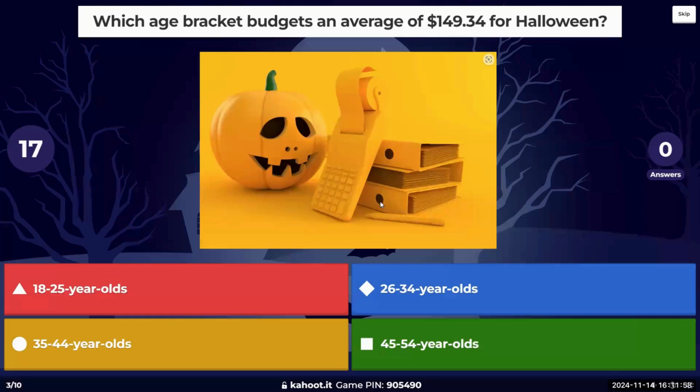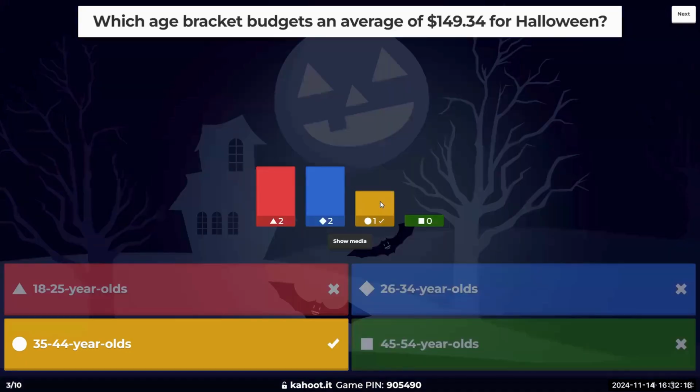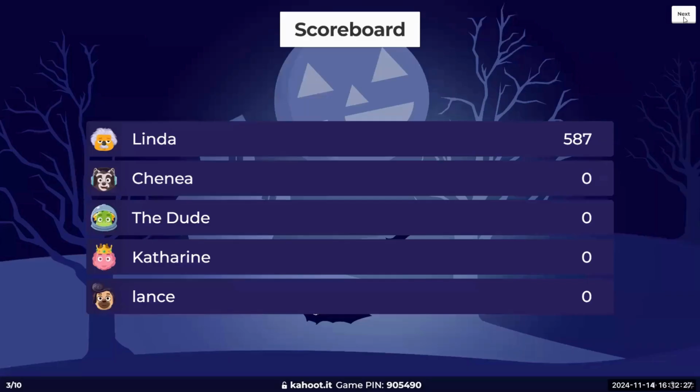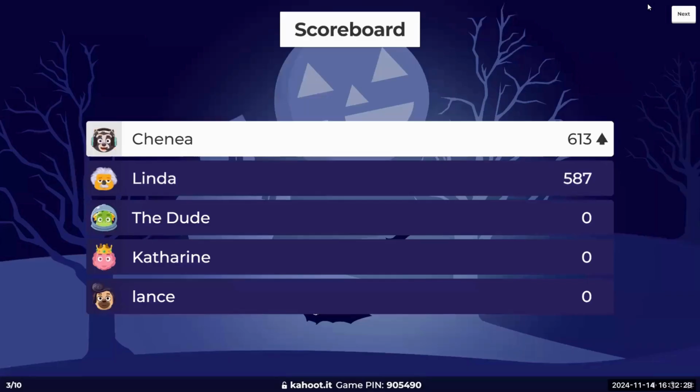Which age bracket budgets higher than normal? Which of these age brackets budgets about $150? So $42 more than the average. We think younger or we think older? My age range, 35 to 44-year-olds. And I have a guess as to why, and we'll see if that answer is revealed later in this. But look at Shania. Nice job coming in.